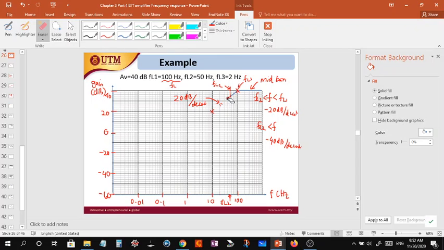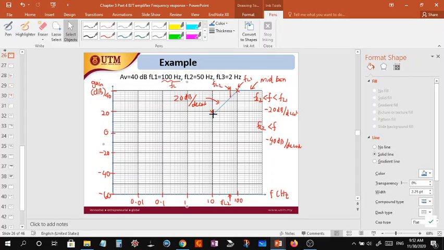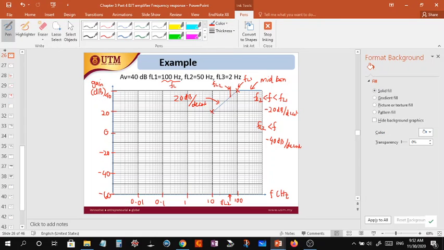So yeah, let me redraw it again. So we put this as the dashed line. So the correct drawing is until this point. So until this point. Okay.